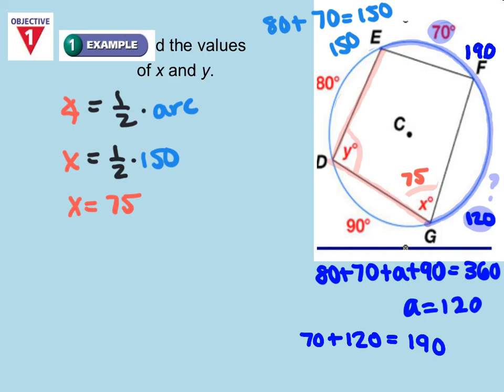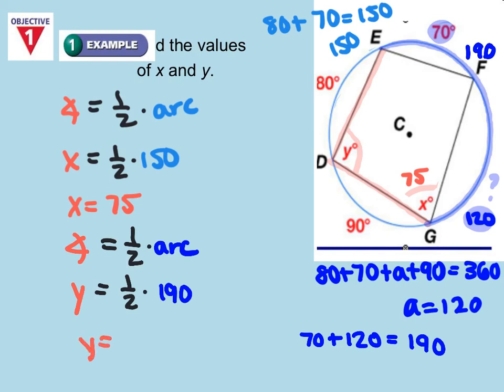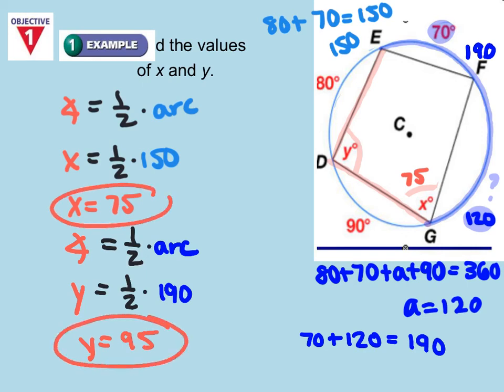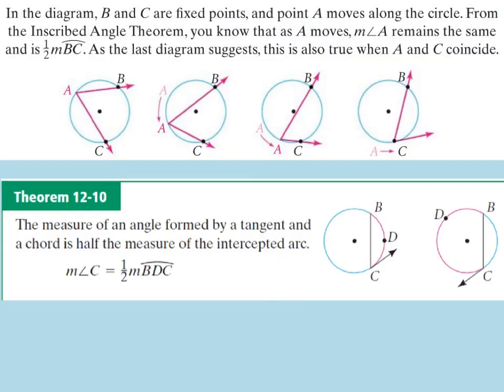Now using the formula where we have the angle equals 1/2 times the arc, I have the angle is y equals 1/2 times the arc, which is 190, and 1/2 times 190 gives a value, so that y equals 95. So our answer is y is 95 and x is 75.